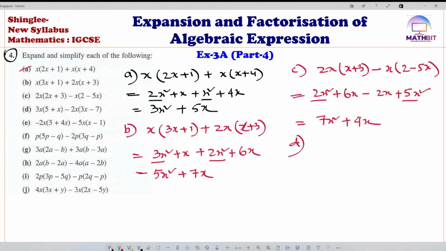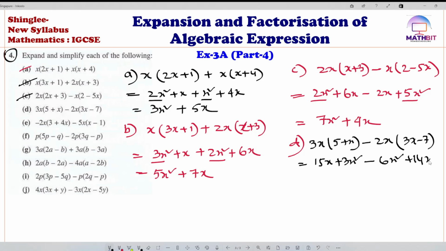Number D: 3x times (5 + x) minus 2x times (3x - 7). So 15x + 3x² - 6x² + 14x. It means -3x², and here is 29x. Okay, D done.